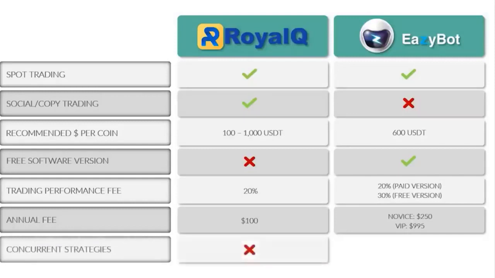Next up is concurrent trading strategies, which is not available for Royalq. It is for Easybot. It basically means that you're allowed to run multiple simultaneous trading strategies on the one currency pair, on the one exchange. So let's say you're trading USDT Ethereum. Well, you can set up multiple profiles with different trading configurations if you know what you're doing, as many as you want, and you can run them simultaneously on the same exchange on the same coin. So quite a powerful feature if you want to venture outside of the optimal settings that come pre-configured with Easybot.